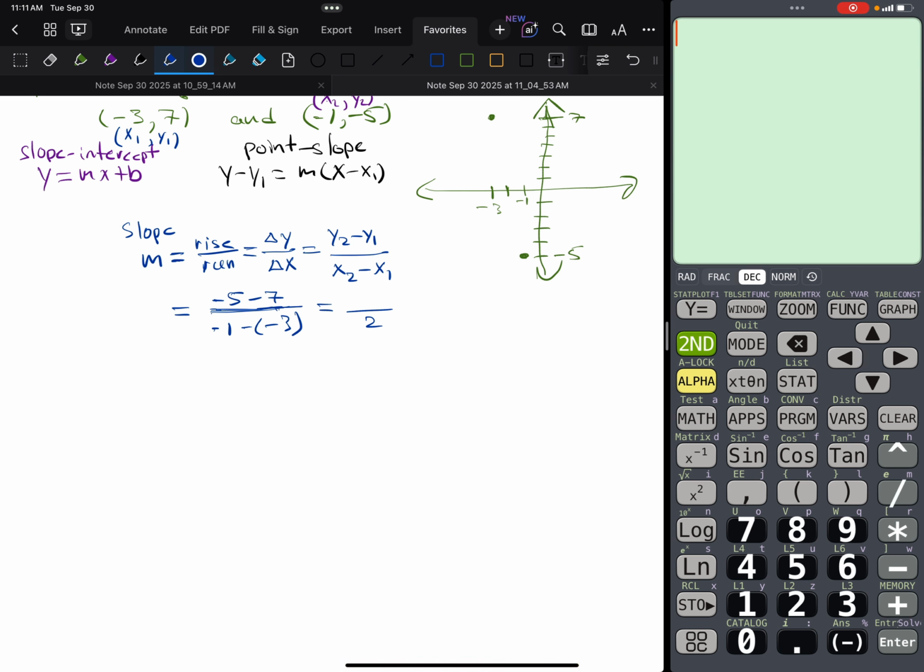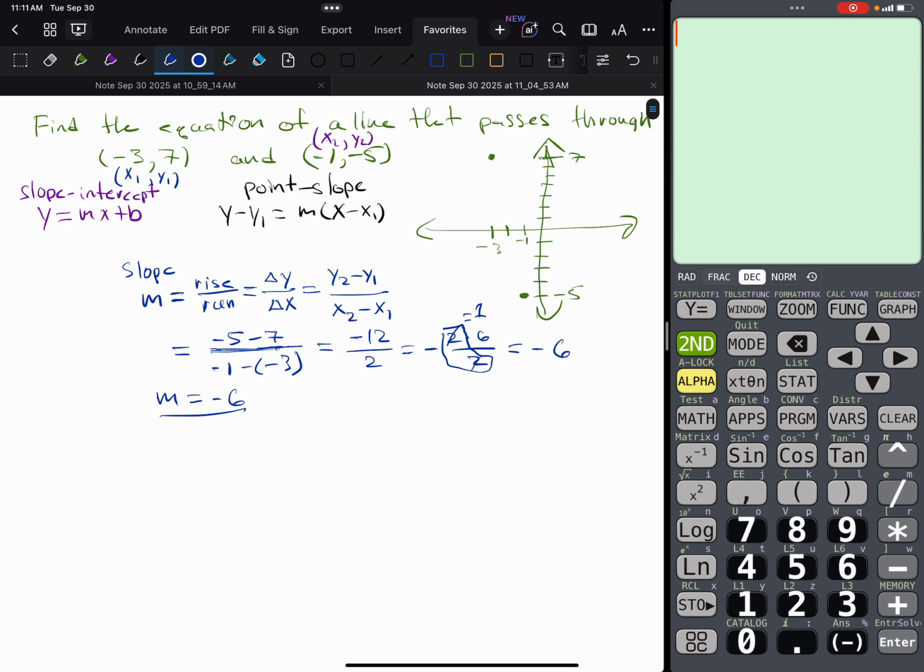-5 minus 7, that's going to give me 12, but it's negative. So negative 12 over 2. Well, this is going to be negative 2 times 6 divided by 2. 2 over 2 is 1, right? 1 times 6 is 6. So the 2's go away, and I just get negative 6. So I get that my m equals negative 6.